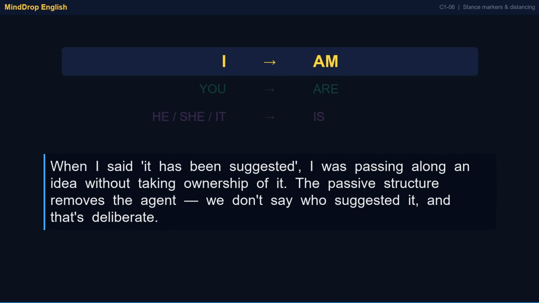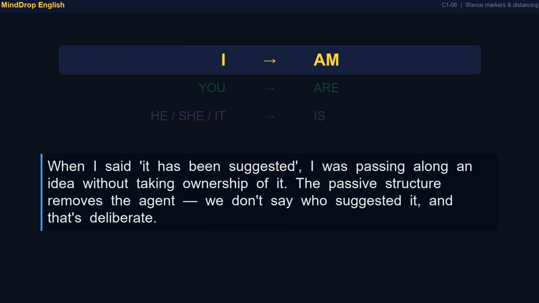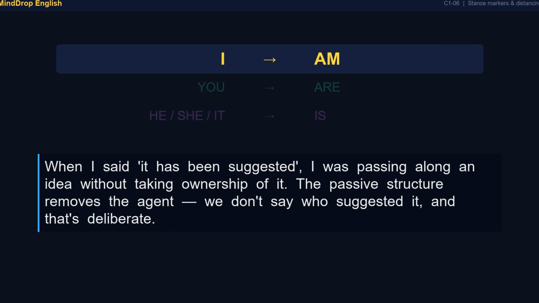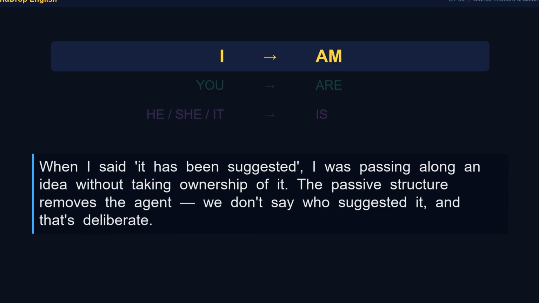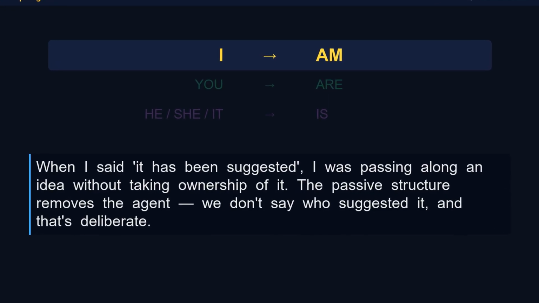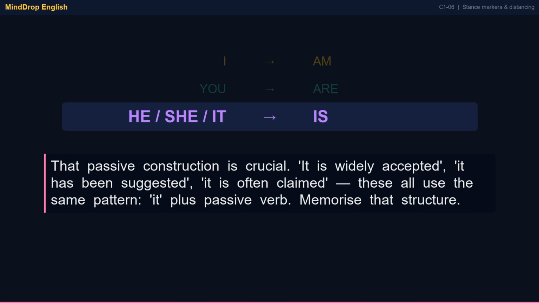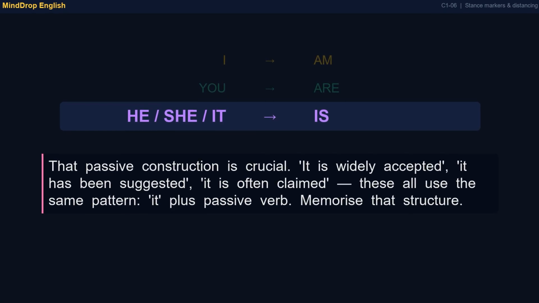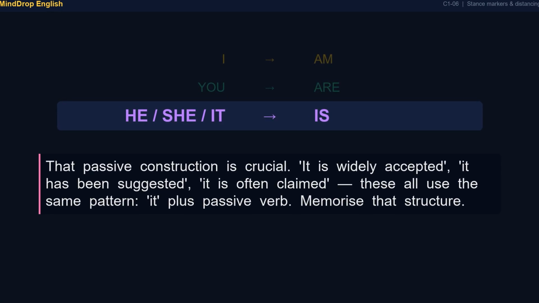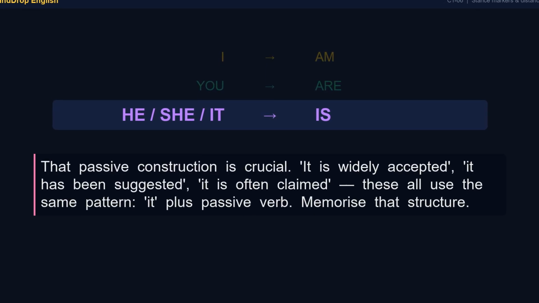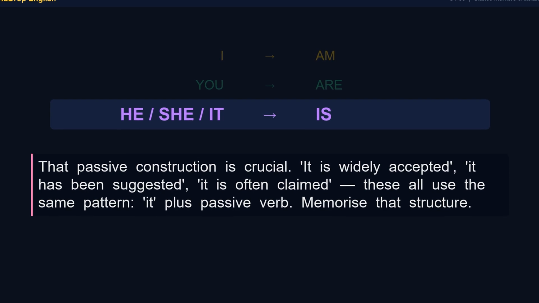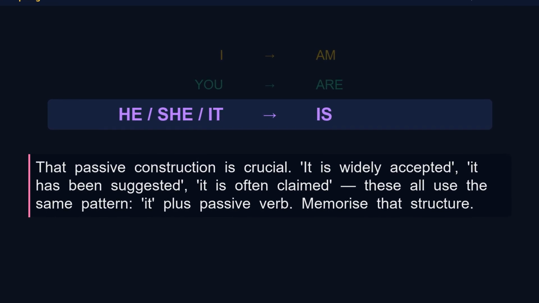When I said, "It has been suggested," I was passing along an idea without taking ownership of it. The passive structure removes the agent. We don't say who suggested it, and that's deliberate. That passive construction is crucial. It is widely accepted. It has been suggested. It is often claimed. These all use the same pattern. It, plus passive verb. Memorize that structure.